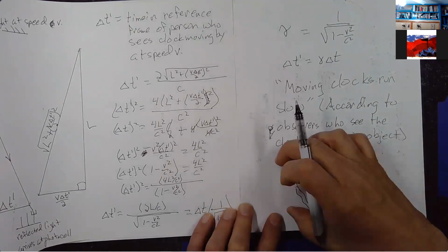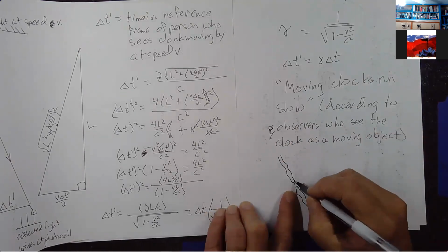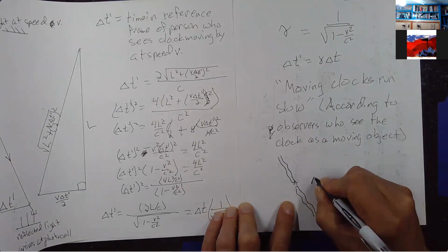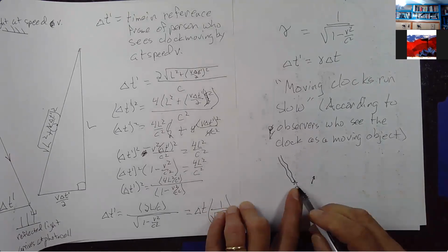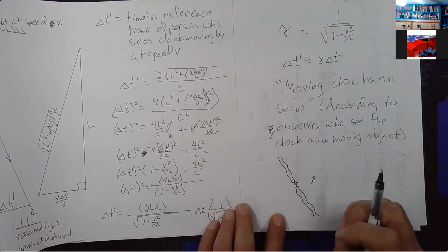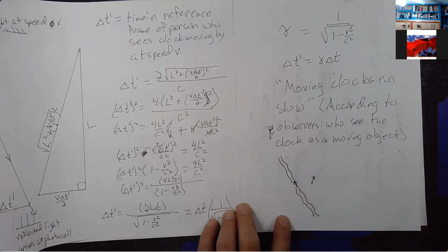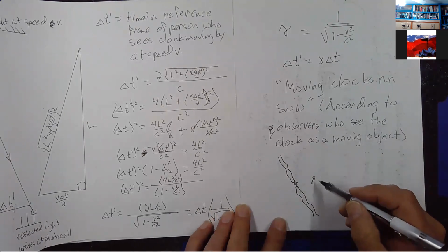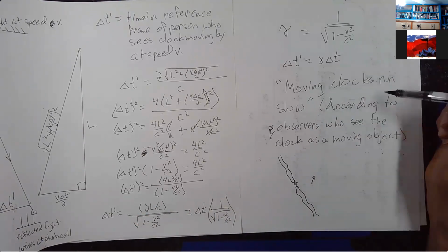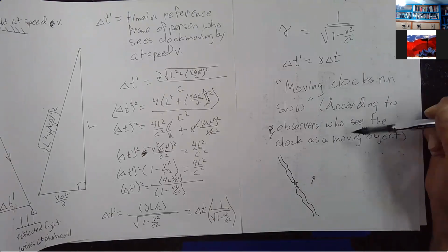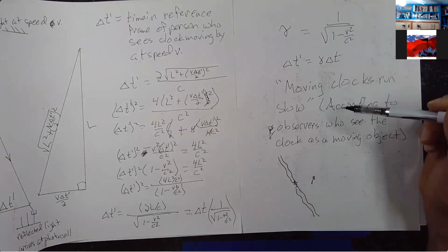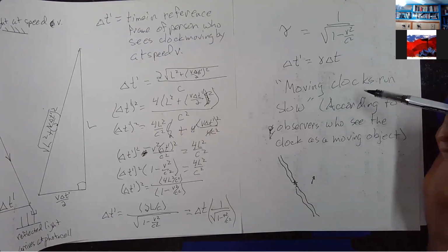Well, if someone sees this as a moving object, it's not just going to travel that little distance. It may have to travel a longer distance instead of a short one. And if the clock is moving in that direction at some speed that's fairly large, you get weird things like that happening. Every process is going to run slow according to observers who see the objects as moving objects. So biological processes will run slow.